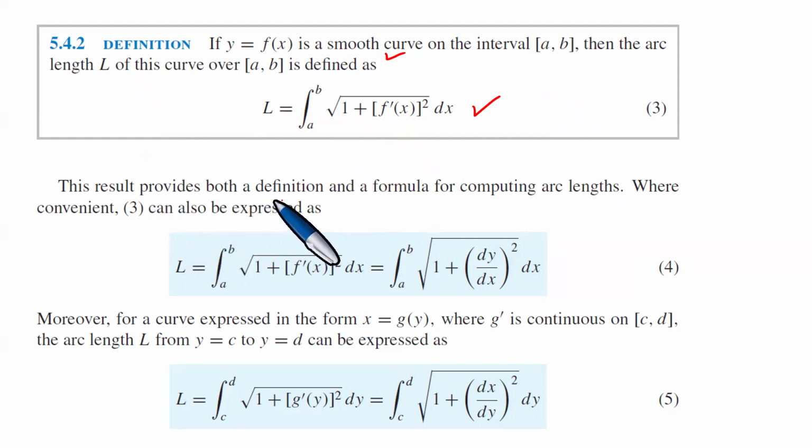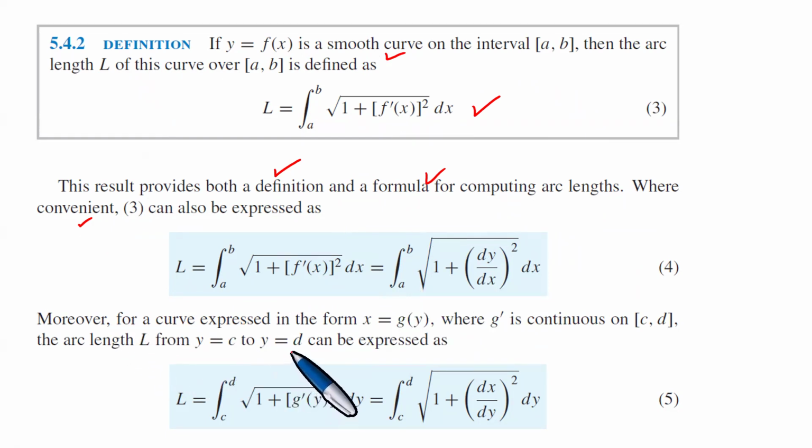This result provides both a definition and a formula for computing the arc lengths. Where convenient, formula 3 can also be expressed as follows. Note that f prime of x can also be written as dy/dx, and everything else remains the same.